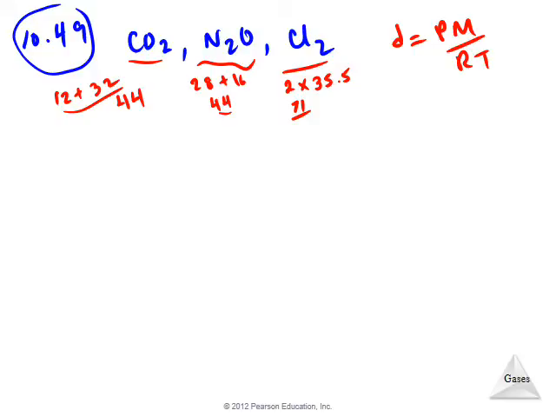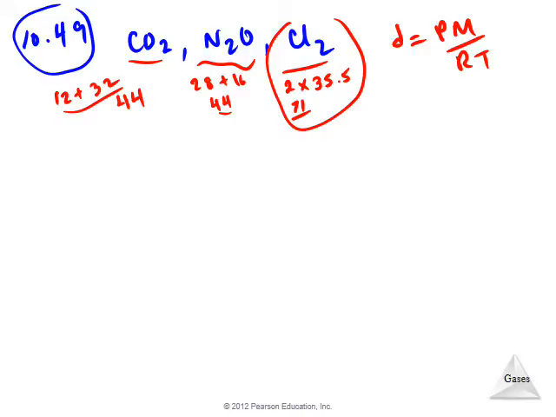Since Cl2 has the largest molar mass or molecular weight, Cl2 would have the highest density, and then carbon dioxide and N2O would have lower density, and both would have the same density value. So the answer to this question is Cl2. They didn't ask you to calculate the density value, so you just need to identify which of these gases had the highest density or is most dense. So the answer is Cl2 because it has the largest molecular weight out of all the three gases.